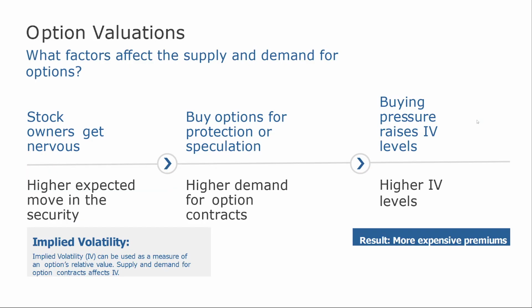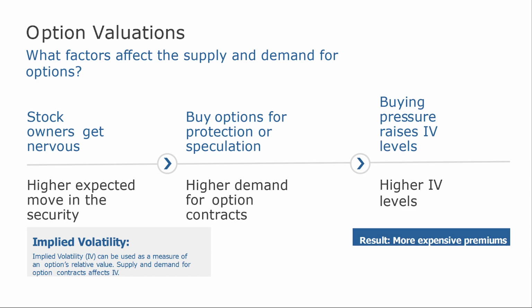So how is the valuation of the option determined, and what factors affect the supply and demand for the options? Imagine, for example, the stock owners get angry or nervous, so they start to buy options for protection or speculation. By doing this, they increase the pressure and raise the volatility, and because they raised the implied volatility, the result is going to be more expensive premiums. Because we are going to have a higher expected move in the security and a bigger demand for these contracts, we are going to have bigger implied volatility levels.